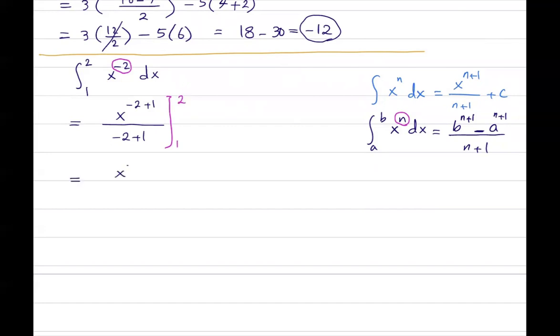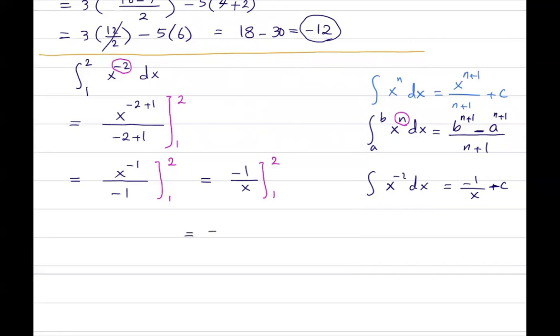This in turn is x to power negative 1 divided by negative 1, and you have your range 1 to 2. In many examples in the book, we're going to see that the integral of x to power negative 2 dx is negative 1 over x plus constant of integration. These are the algebra behind them. So this is negative 1 over x, and you have your range between 1 to 2.